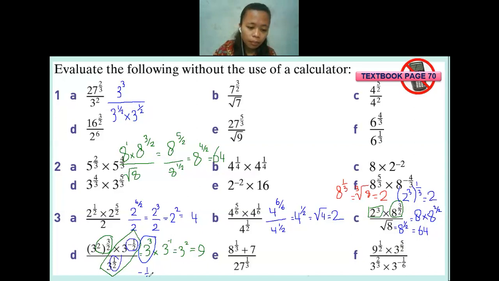So in here, I have negative a half minus negative a half minus a half. The answer will be equal to negative 2 per 2. Negative 2 per 2 will be equal to negative 1. That's why I get 3 to the power of negative 1. Is there anyone who gets confused about getting 3 to the power of negative 1?